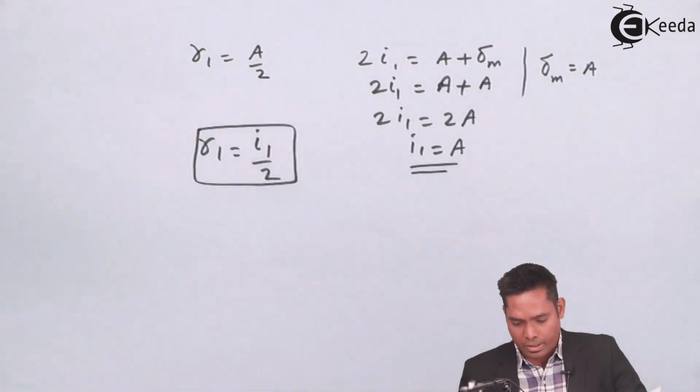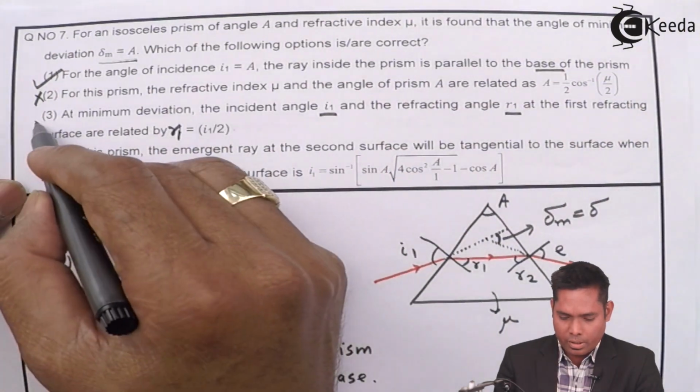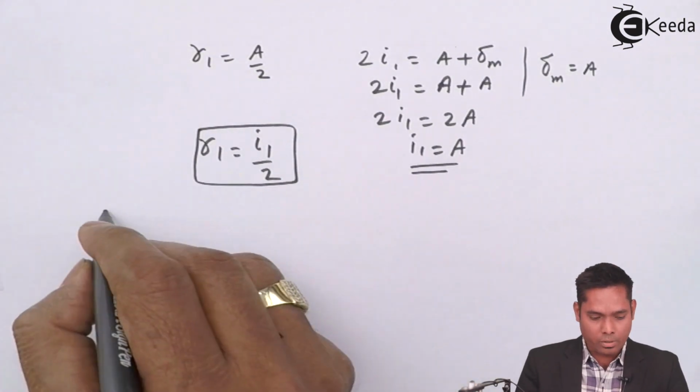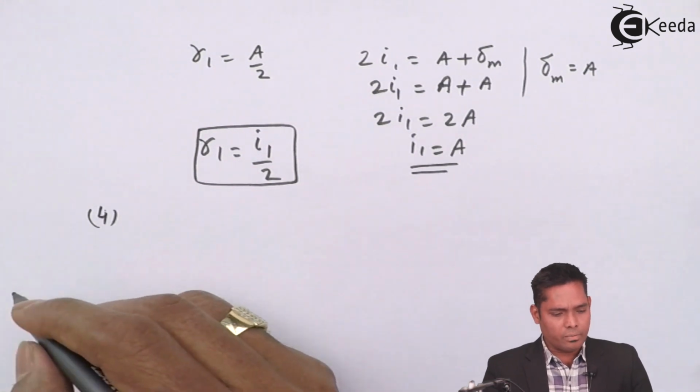So this is how they are related. R1 is I1 by 2, so this option is correct. As far as the fourth option is concerned, let us see what is the value of that.